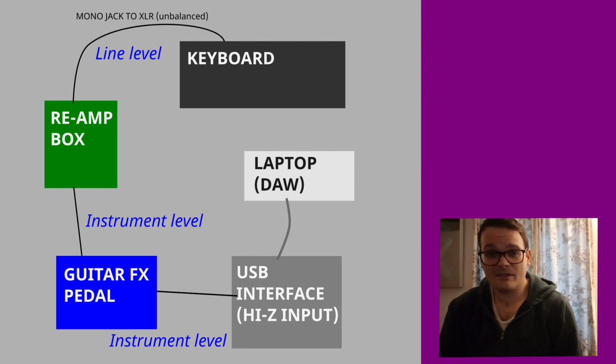In summary, if you want to use a guitar effects pedal with a keyboard, it's best to use a reamp box in between to downstep the level from line level to instrument level.